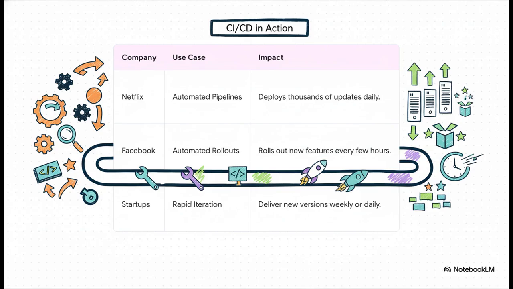And this isn't just for small teams either. Just look at the giants. Netflix uses these automated pipelines to deploy thousands of times a day. Facebook is rolling out new stuff to billions of people every few hours. And for startups, it's the engine of their growth, letting them iterate and release new versions every single day. It's a total game changer.